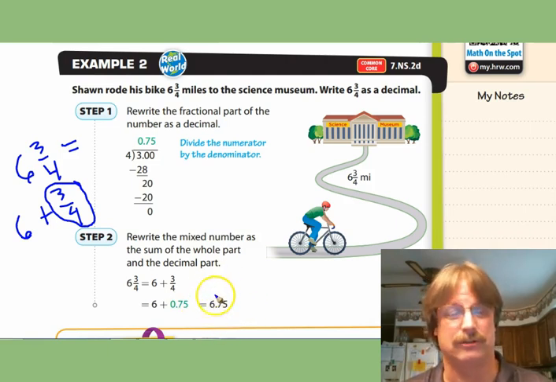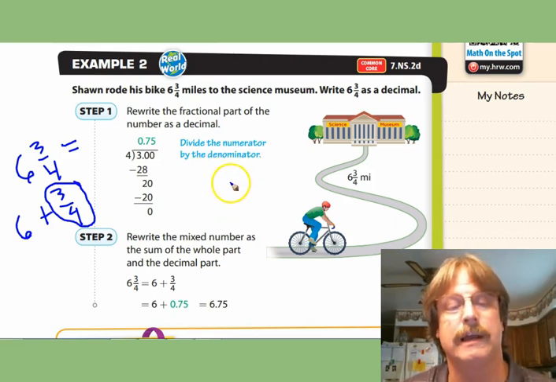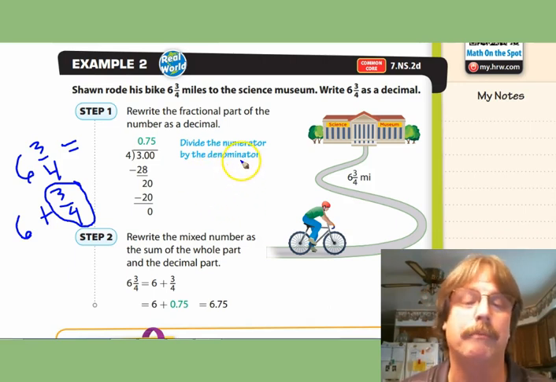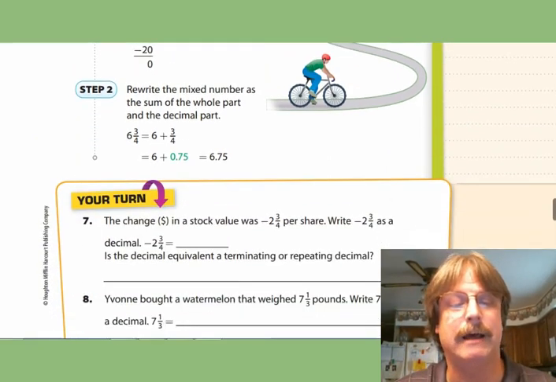So this is a great trick. You don't have to worry about taking the 6 3/4 and going from a mixed number to an improper fraction and then going through the steps. So it's another way. As we keep going down, you have your turn here.